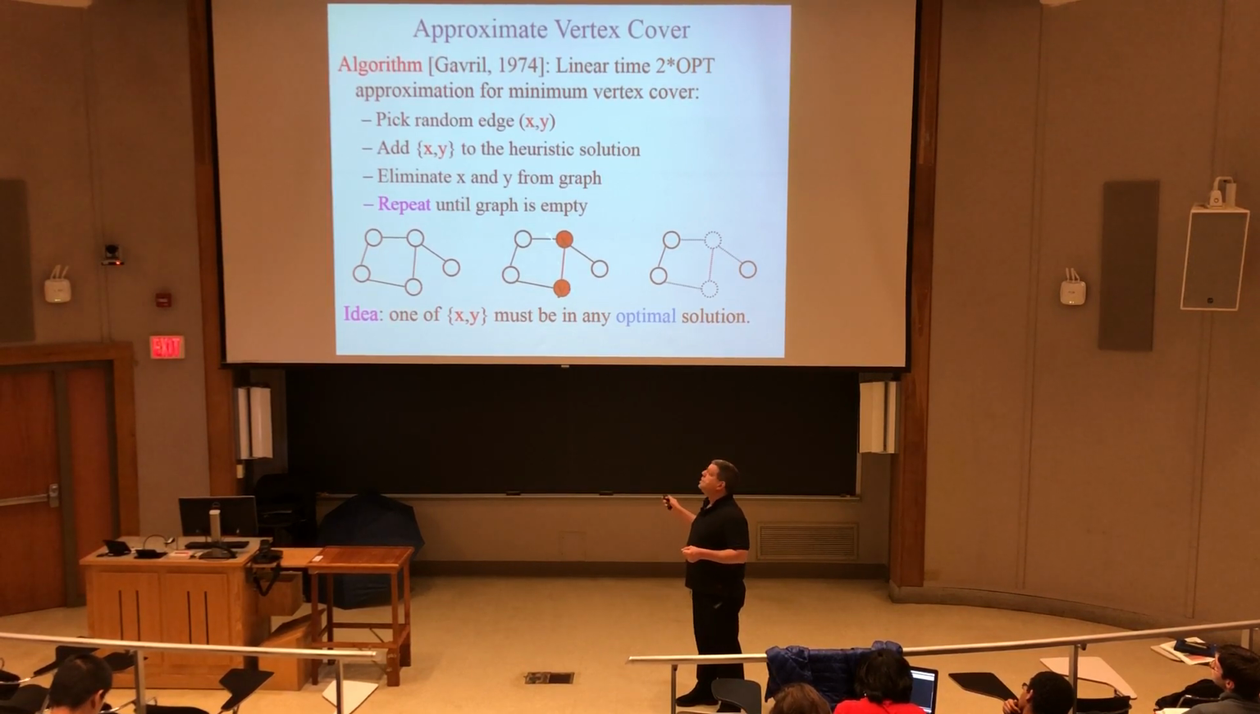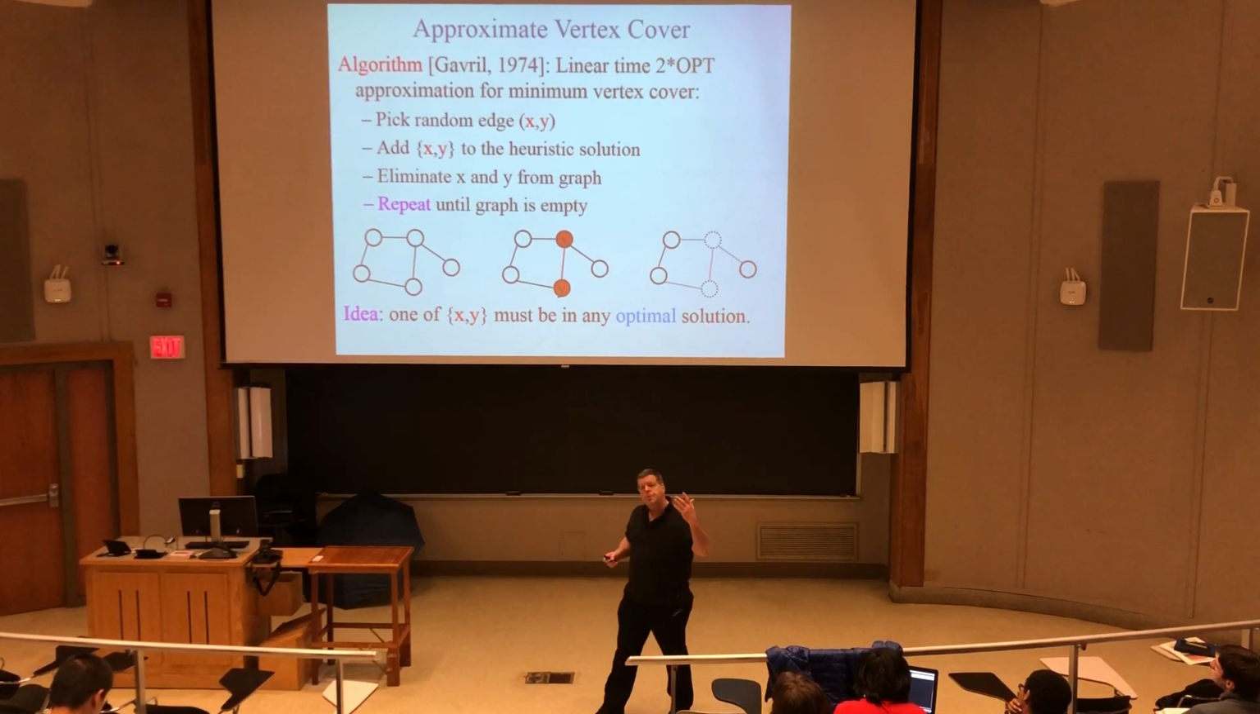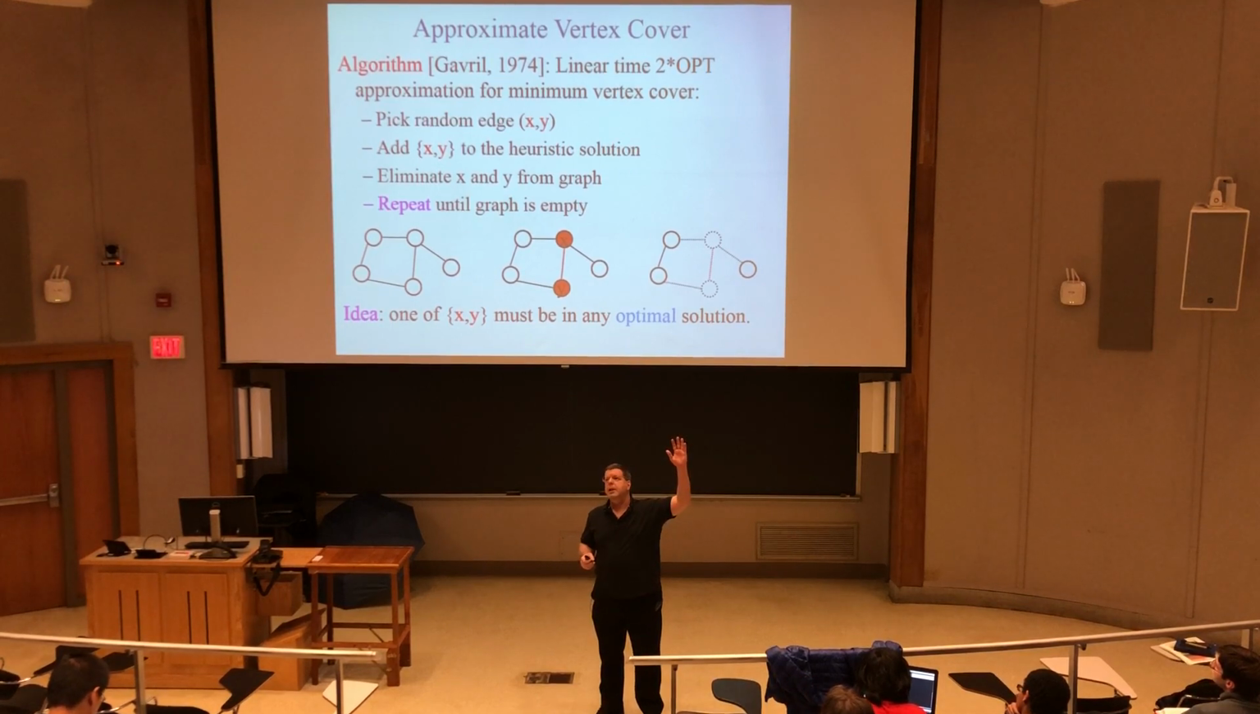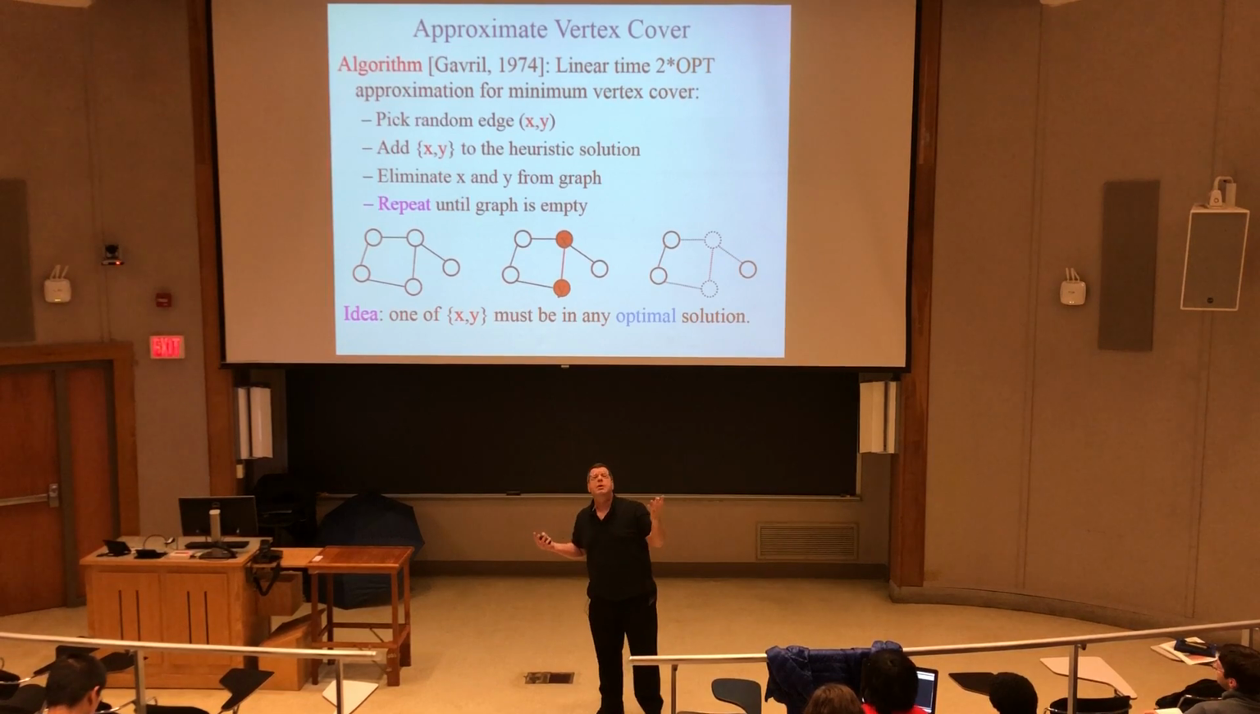Otherwise, the red edge won't be covered if both x and y vertices are absent from your proposed vertex cover. How many can see that? At least one of the two must be there. One of the two vertices must be in any solution, right?